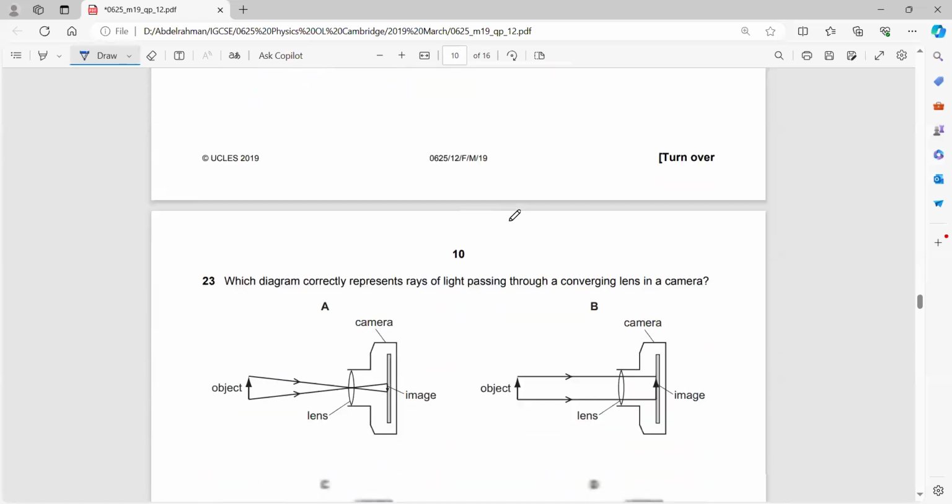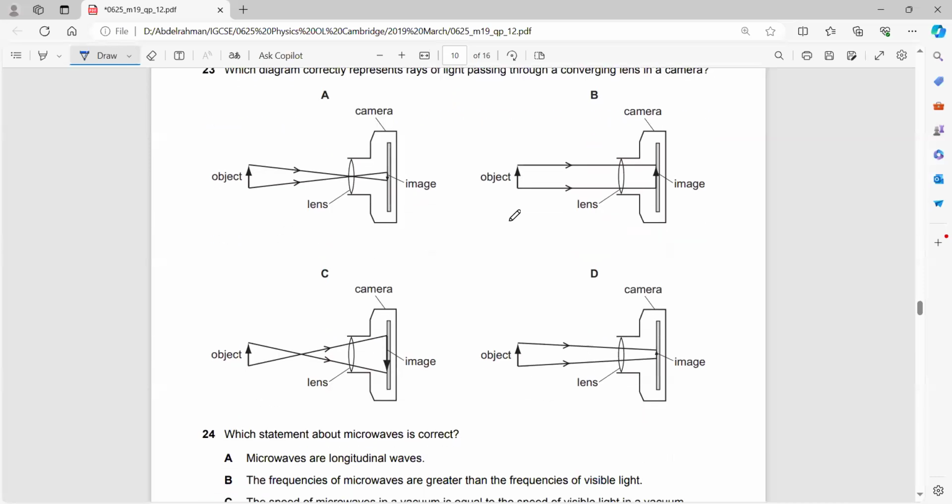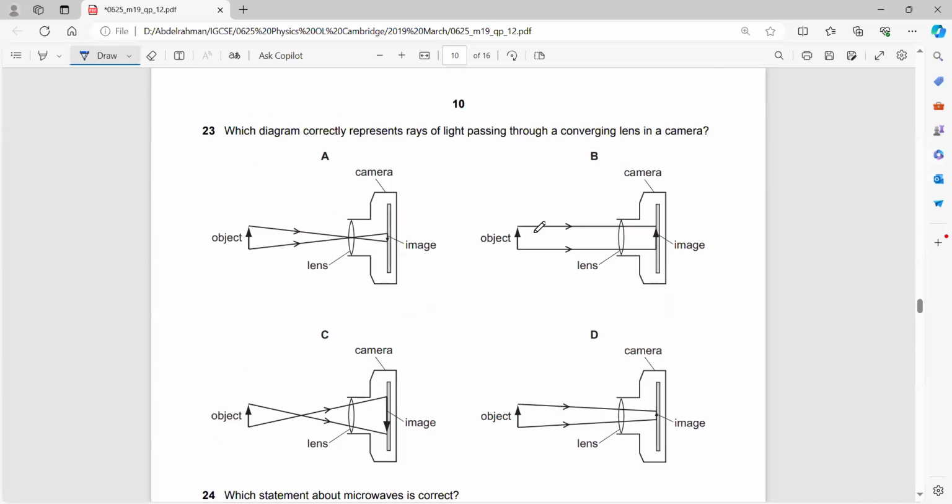Question 23. This is a nice question actually. Which diagram shows rays of light through a converging lens in a camera? In a camera, the lens would always invert the image, right? The image would always be inverted. So we can just cancel out B and D.